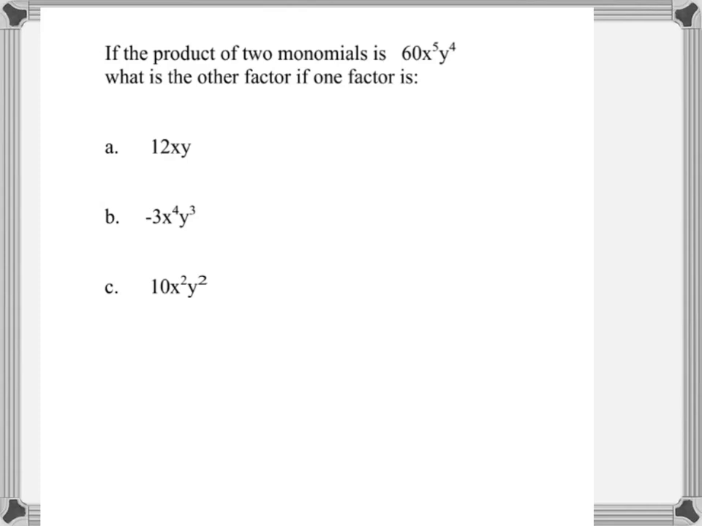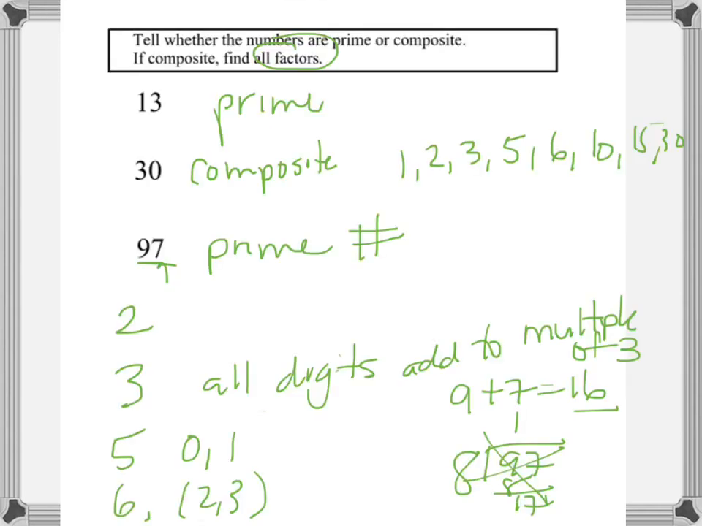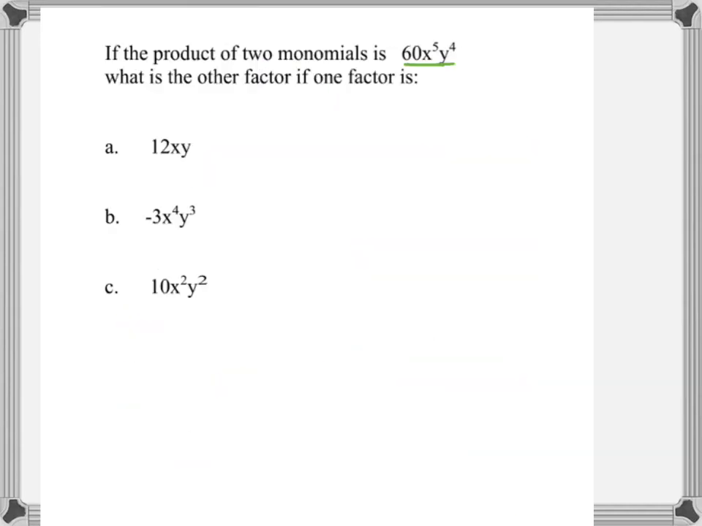Okay, so what we're going to talk about today is factors of monomials. We did a couple of factors in the previous pages of just numbers like you've seen before. But now we're going to bring this into the world of algebra by talking about monomials. So we have this monomial here, 60x to the 5th, y to the 4th. And I'm wondering what the other factor is if one of the factors is 12xy.